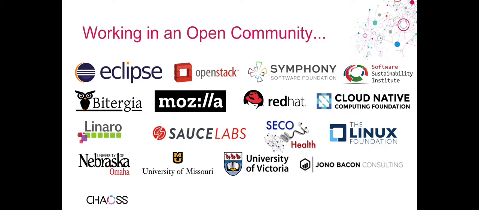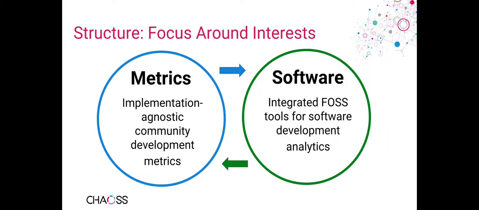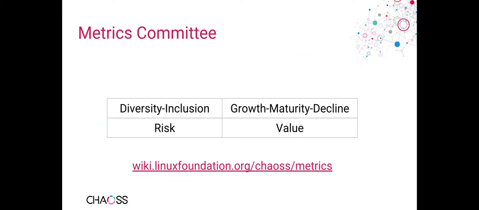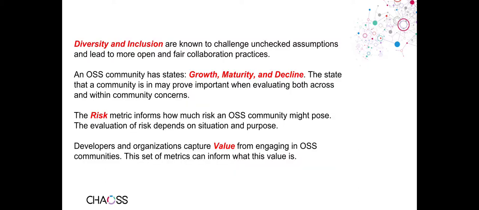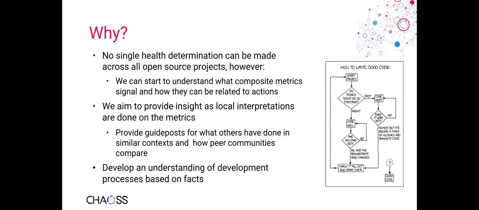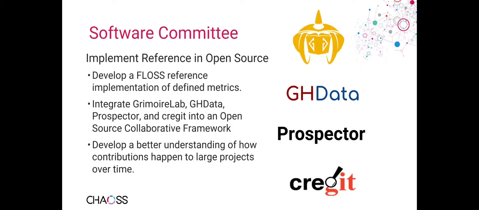CHAOSS is a project that has a lot of partners, a lot of engagement from the open source community involved in Linux, the Linux Foundation, and beyond. And for the software piece, Bitergia, University of Missouri, University of Nebraska Omaha, and University of Victoria are the big contributors right now for software. We also have some partnerships with other metrics software providers. There's a metrics community and a software community.